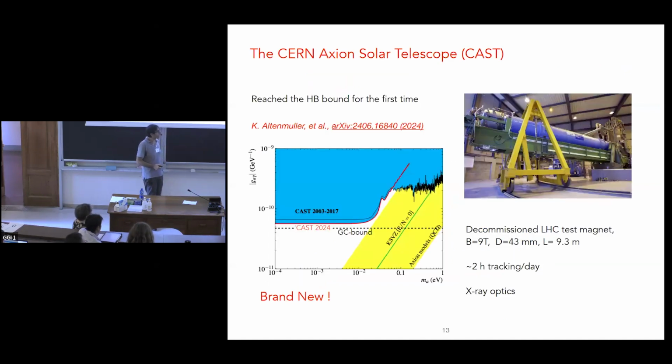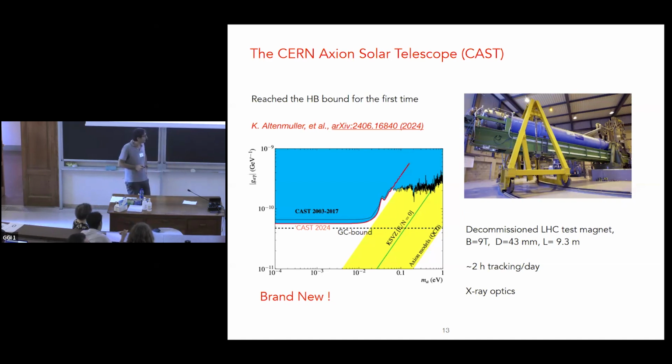So now I'm going to show you the very latest results from CAST, which is the CERN Axion Solar Telescope, which is the best helioscope to date. It's been running for a while. Actually, now they're just analyzing data. This can be the last analysis they do. I'm not sure, but this came out a couple of weeks ago or something. I mean, a very recent result.